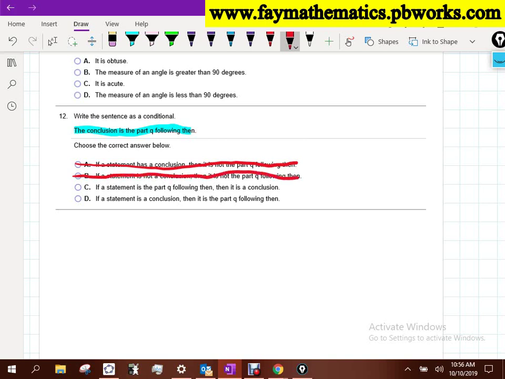If a statement is the part Q following then it is a conclusion. If a statement is a conclusion, then it is the part Q following then. The conclusion is the part Q following then. So I believe that this would be C here. If a statement is the part Q following then it is the conclusion. That is what this statement is saying. So this is kind of a definition almost.